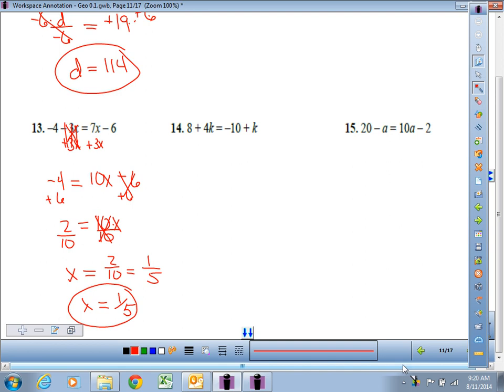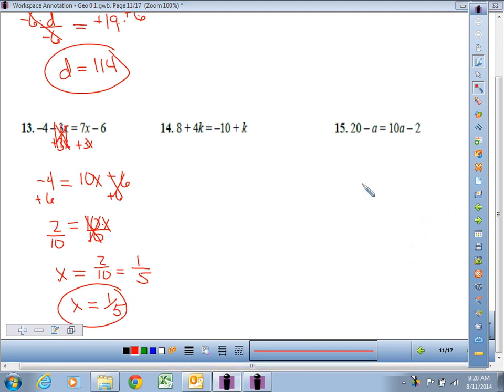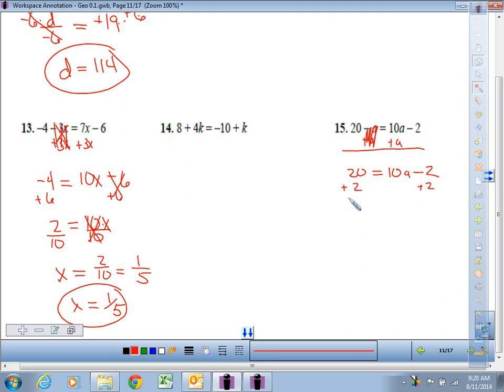Give me a little bit more room to work. Alright, so number 15, I want to get my variables to the same side. And again, I'm going to try to stay positive, so I'm going to try to keep my variable positive. In order to do that, I'm going to get rid of this minus a, so I'm going to add a. Golden rule of algebra, we do it to one side, we have to do it to the other side. So what we're left with is 20 equals 10a minus 2. I need to get rid of the minus 2, so I'm going to add 2. So we had 22 equals 10a.